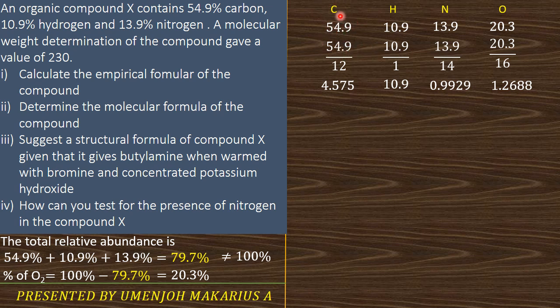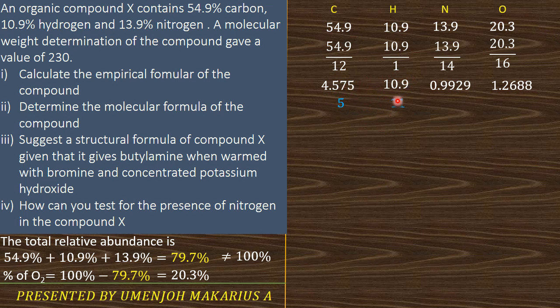And we divided by the mass of the various elements. Good. So friends, now these are the moles of the various elements. We now have to get the mole ratio. By so doing, we are going to divide each and every one of them by the smallest, and the smallest in this case is 0.9929. So dividing 4.575 by 0.99, we are going to have our answer to be approximately 5.